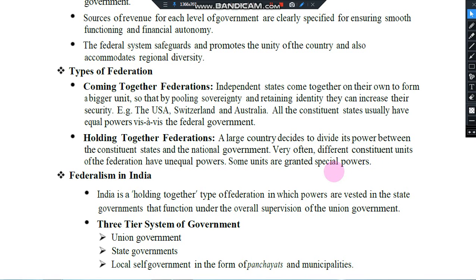Just as I told you, take the example of India. In India we have a central government and we have a state government. So we are coming in this category, that is holding together federation.